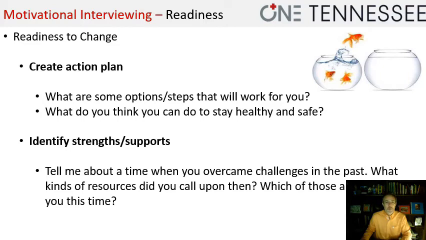Tell me about a time when you overcame challenges in the past. What kinds of resources did you call upon then? Which of those are available to you this time? So all very helpful questions that can help you assess what strengths and supports the patients have, and if they need additional ones, maybe there are references and resources that you can provide.